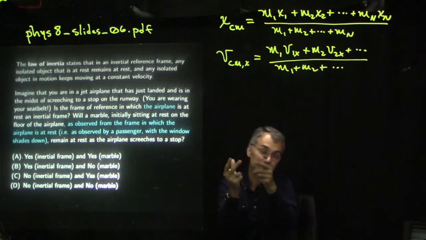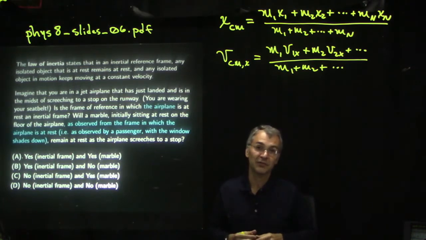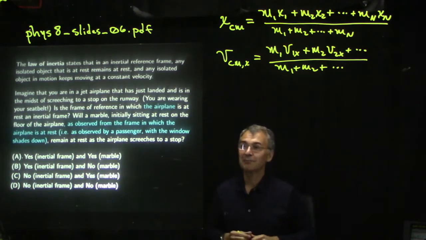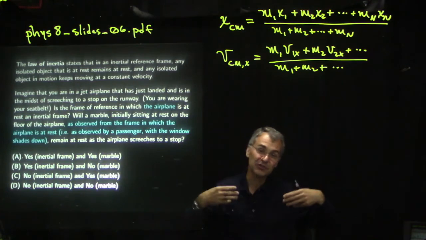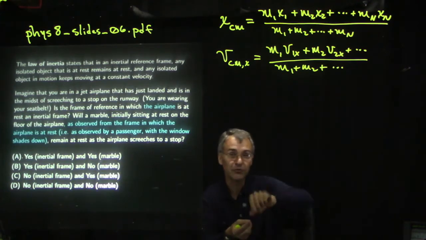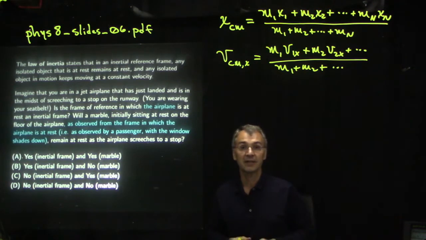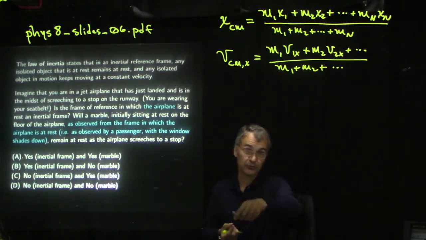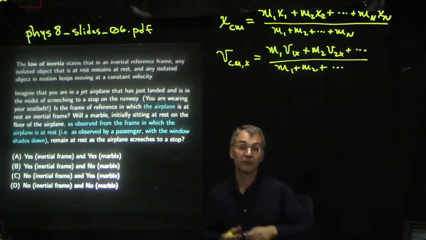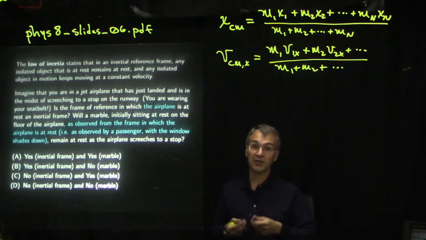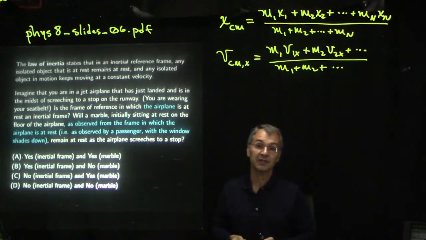Or maybe it's sitting on your little tray table in front of you because you disobeyed the orders of the flight crew and did not fold up your little table. Then as the airplane screeches to a stop, you're going to see that marble shoot forward toward the front of the plane for no apparent reason. Or if it's on the floor, you're going to see that marble shoot forward for no apparent reason, because you don't see anything pushing on it. And how can that happen? Why does it make sense?